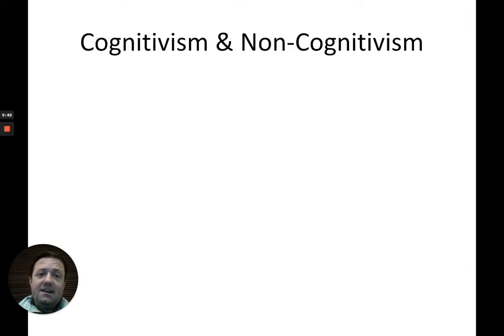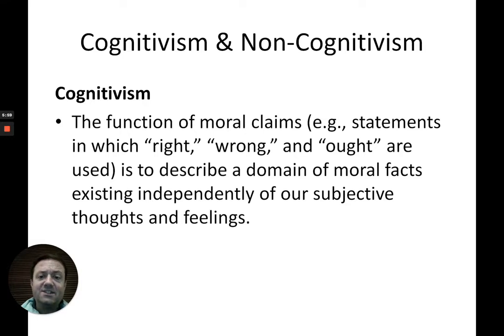All right. Now, the terms subjective and objective really go hand in hand with two other important terms that you need to know, those of cognitivism and non-cognitivism. Now, cognitivism basically suggests that the function of moral statements or moral propositions in which right, wrong, and ought are used describes a realm of moral facts. All right? So cognitivism is essentially objective. All right? Those moral facts exist independently of our subjective thoughts and feelings about things.